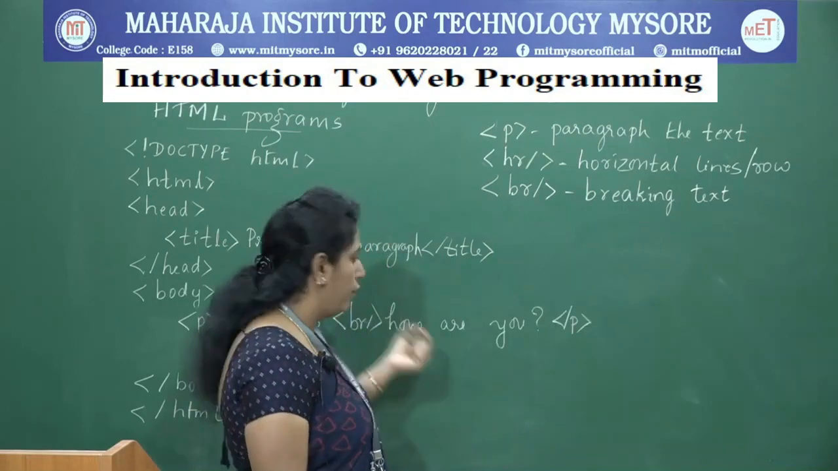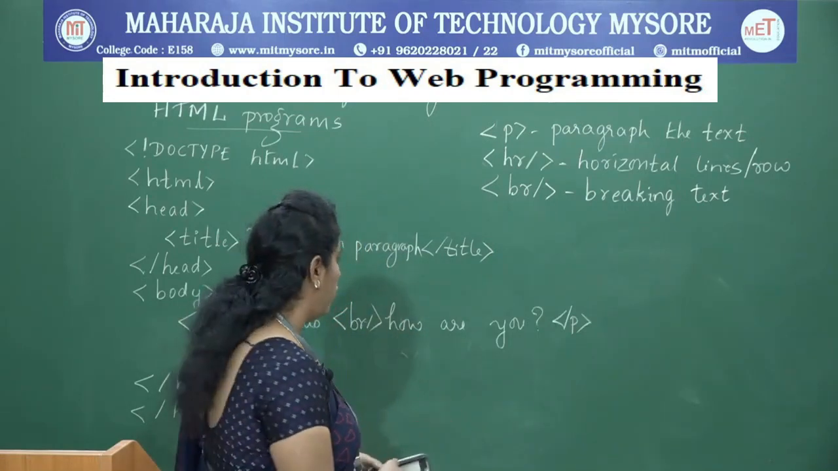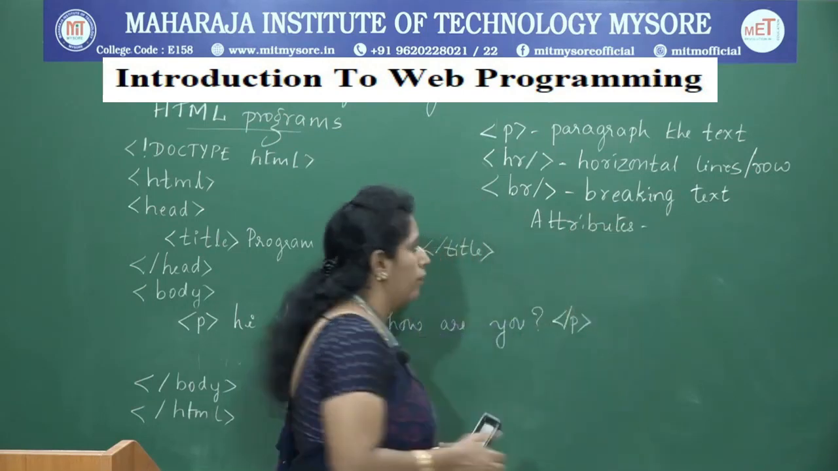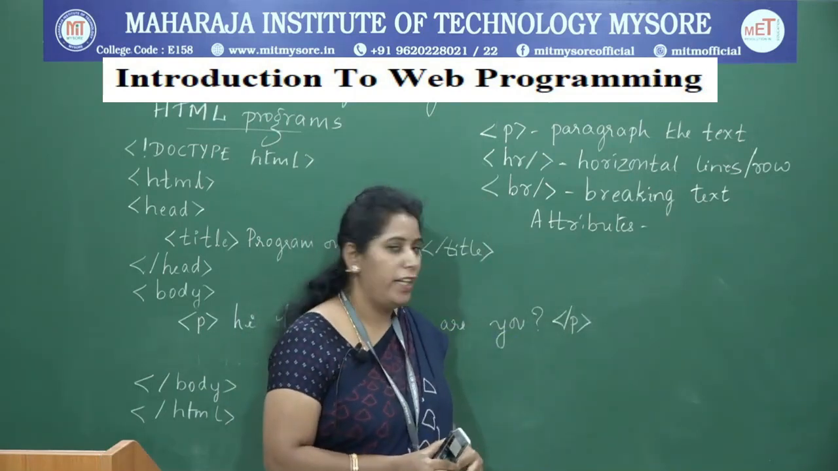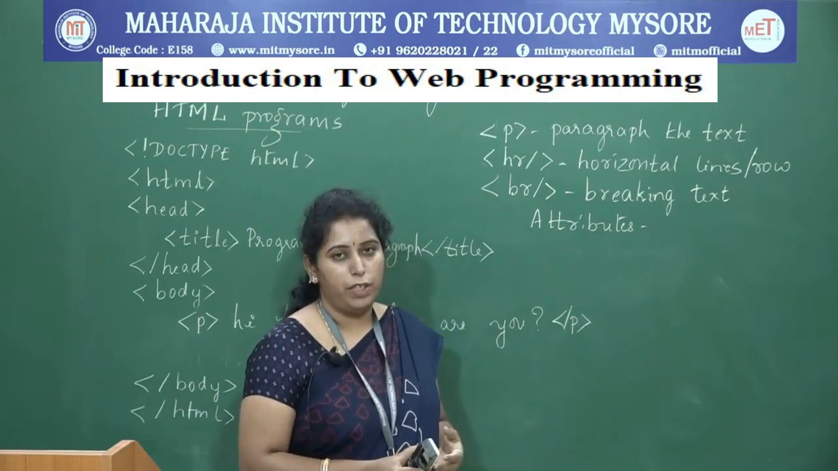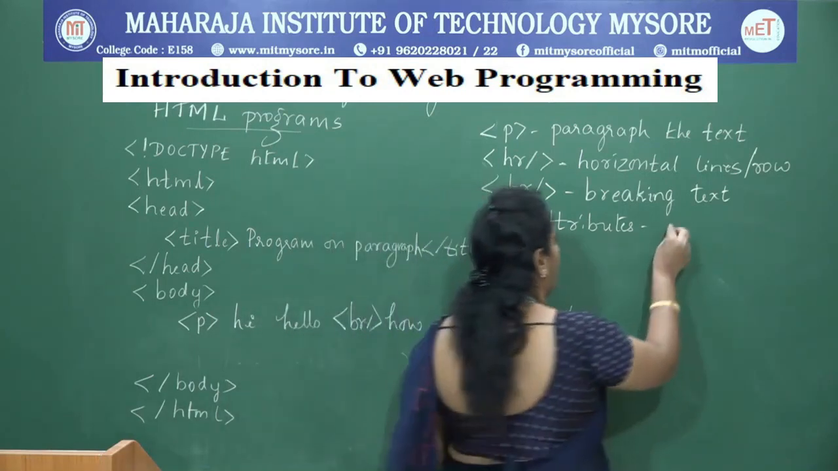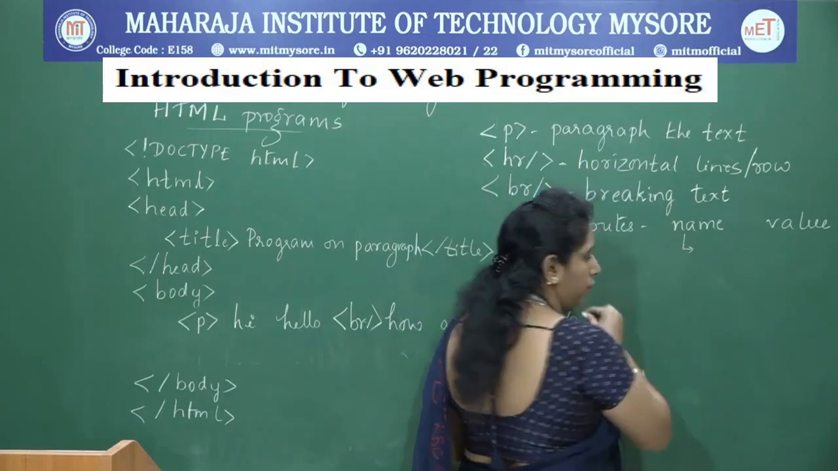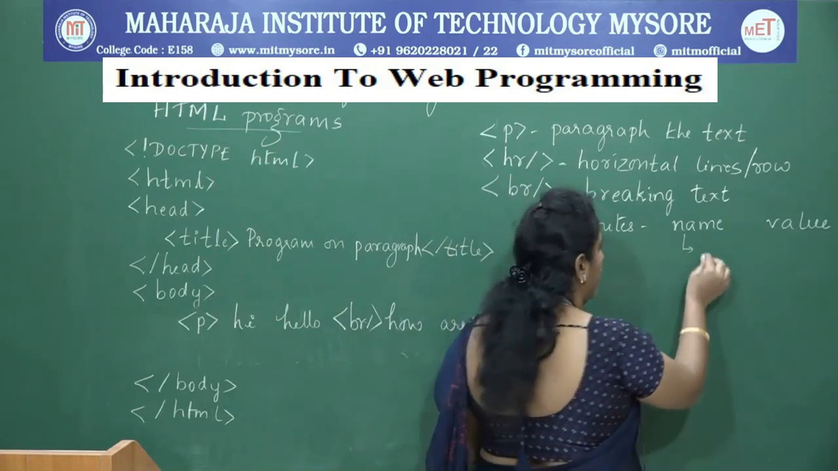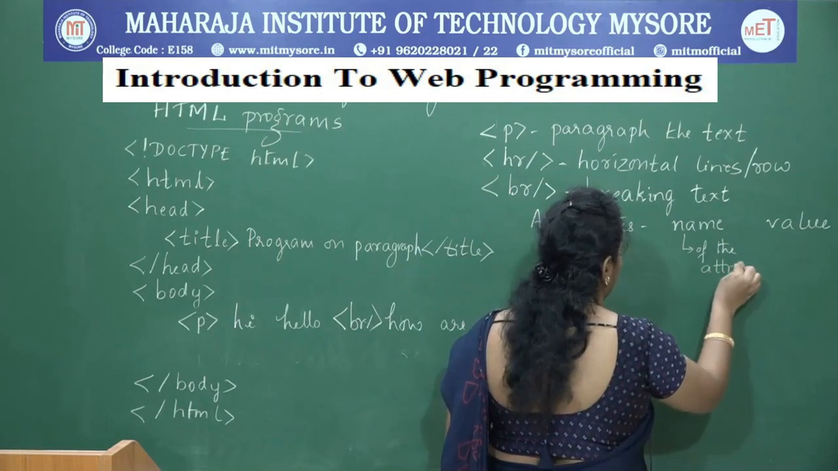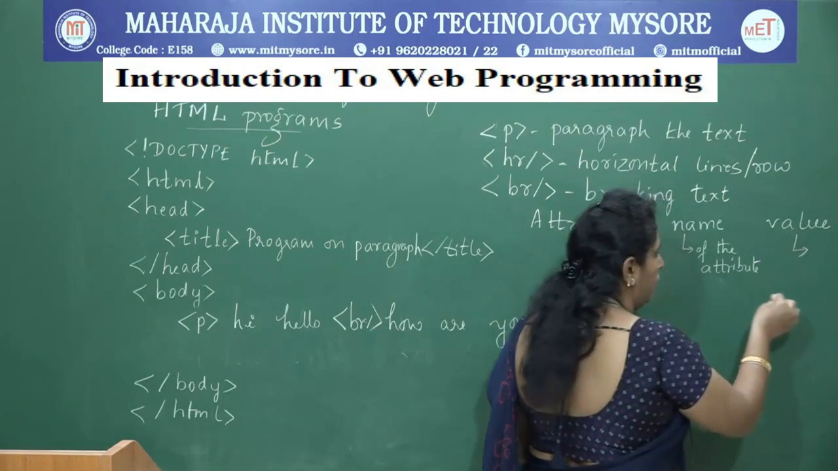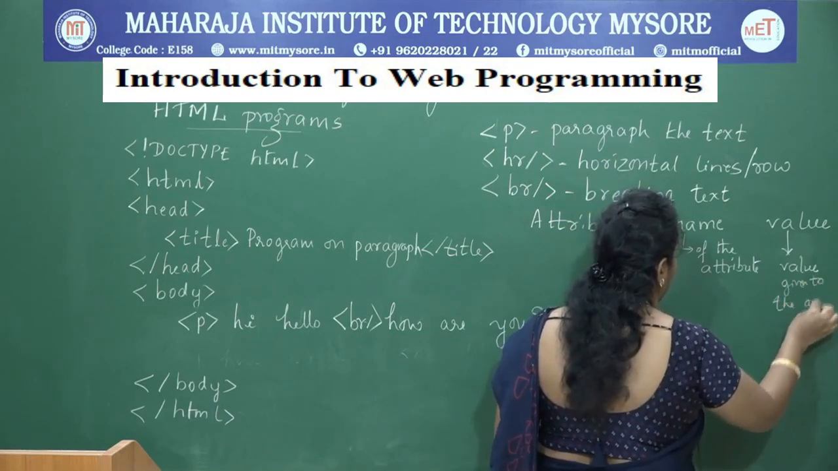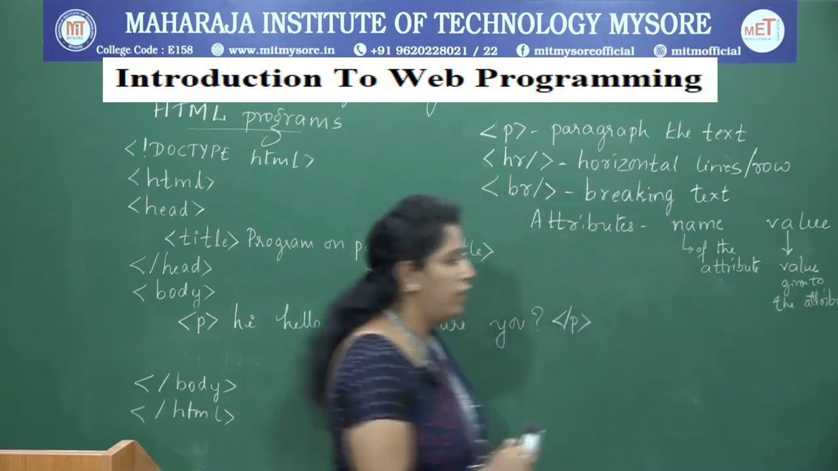Getting it? In the same P tag, a few more things we need to discuss, that is attributes. So what are attributes? Attributes are used for providing detailed or additional information. Attributes consist of two components: one is name and the second one is value. Name means the name of the attribute. Value means the value given to the attribute.